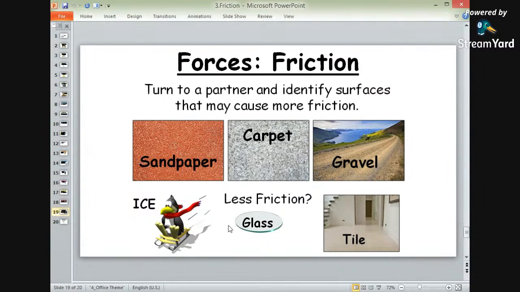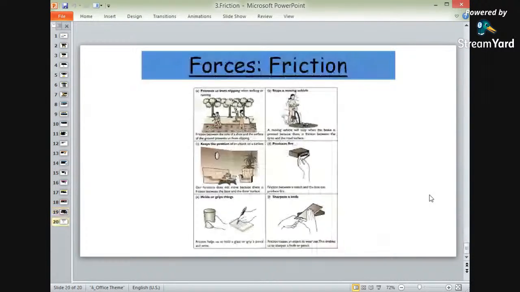These are examples in which there is less friction. Glass will have less friction as compared to carpet, whereas carpet will have more friction. As compared to sandpaper, ice will have less friction, and tiles will also have less friction. These are the simple examples for friction. In these three cases it will have more friction, and in these three cases it will have less friction.